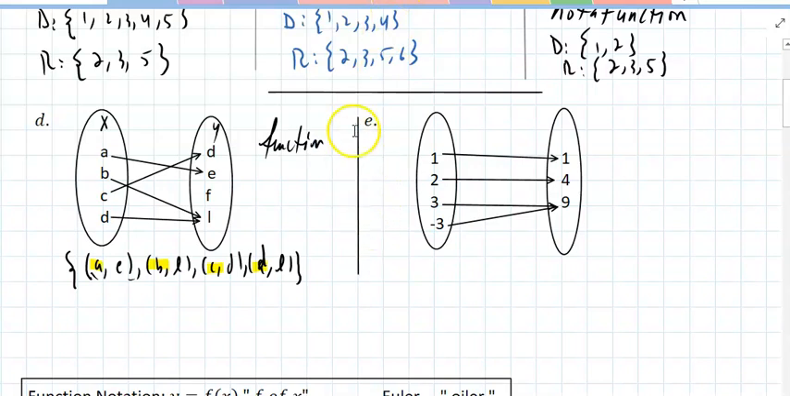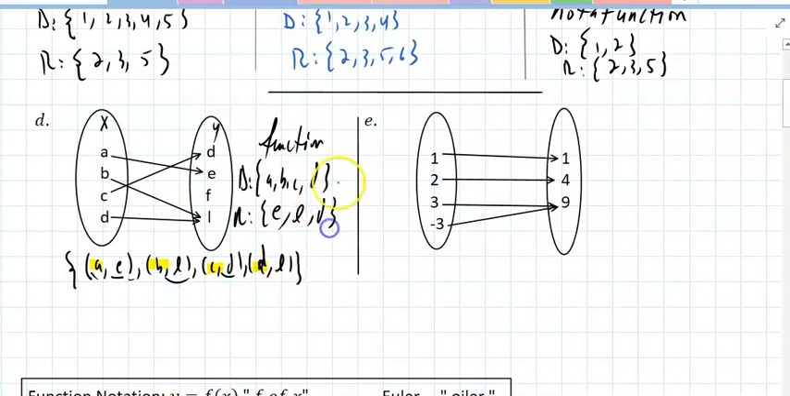And if I pick the domain, that would be A, B, C, and D. The range will be where you go to. Well, we go to E, L, D, and L again, but they already listed that. You don't have to put those in order.